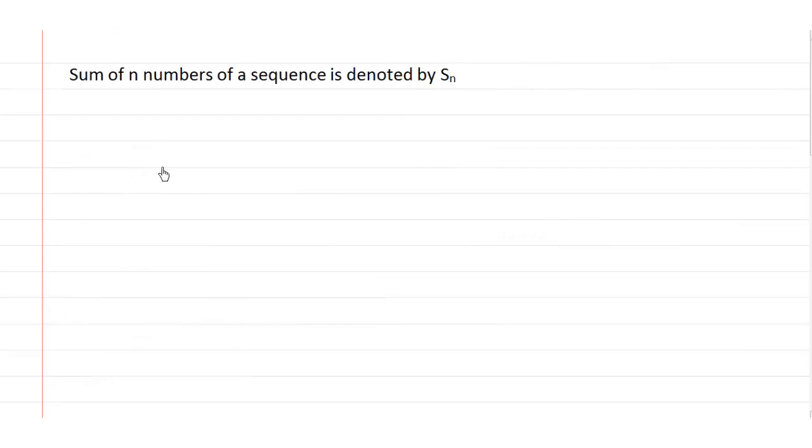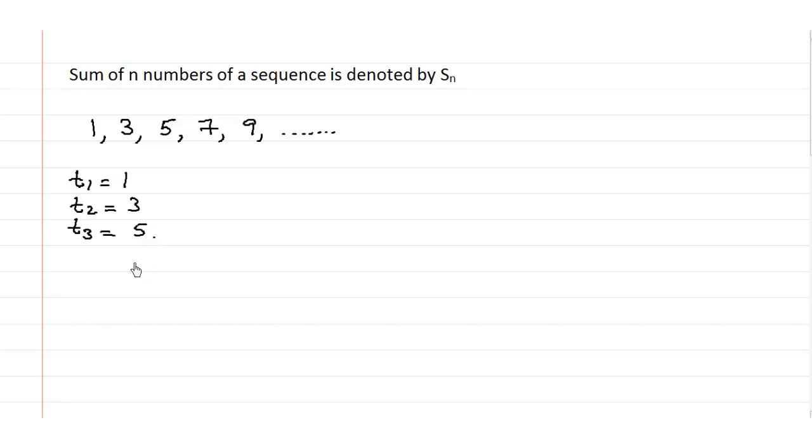Now, let us understand this. Suppose the first numbers of the sequence, not necessarily AP, are 1, 3, 5, 7, 9, etc. Let's say odd numbers. Or this is an AP with a common difference of 2. So T1 is 1 while T2 is 3, term number 3 is 5 and so on.